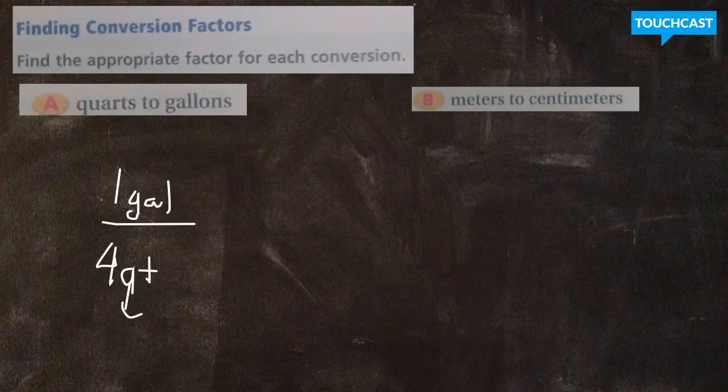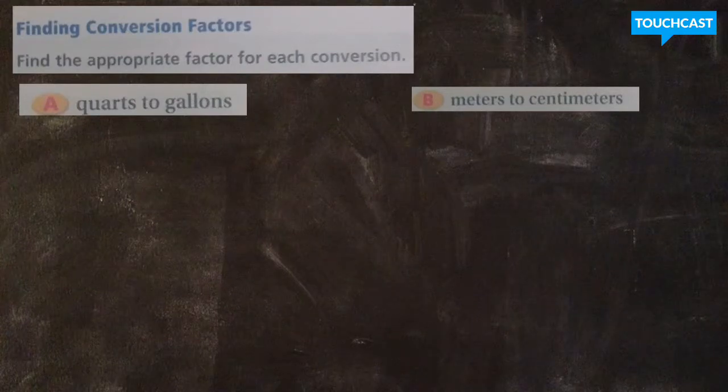Now let's go meters to centimeters. When we're going from meters to centimeters, let's think of another word that sounds similar to centimeters or has part of that word in it, like a centipede. Well, a centipede has 100 feet.